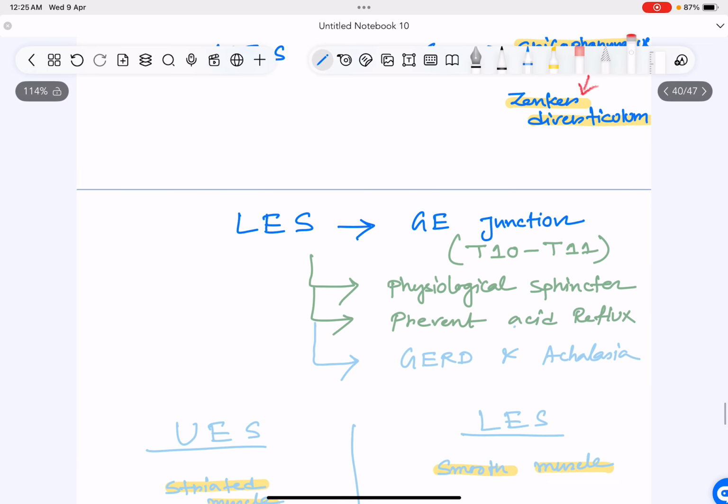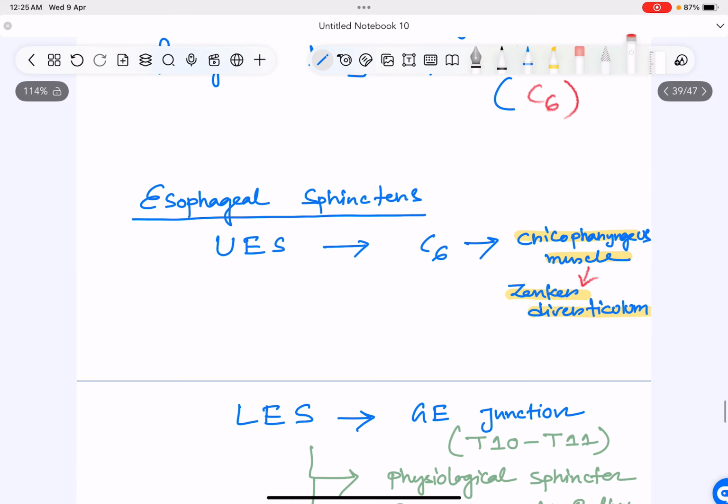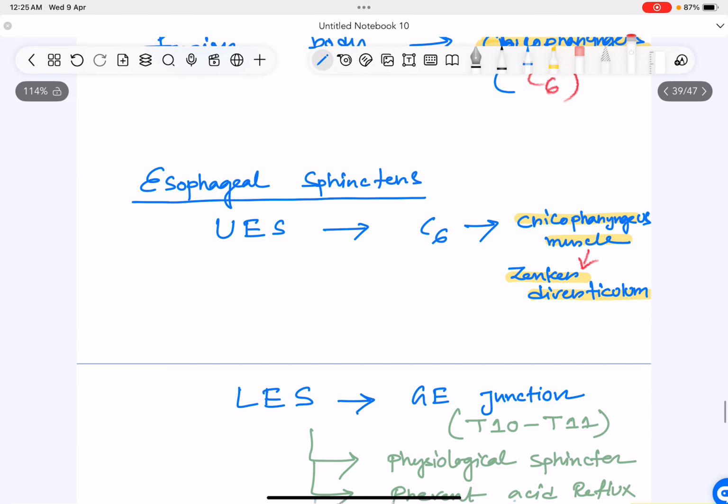Lower esophageal sphincter is at the level of the gastroesophageal junction, that is the end of the esophagus. It is at the T10, T11 level. Some books write it at the T11 level. It's a physiological sphincter, but the upper esophageal sphincter is an anatomical sphincter formed by the cricopharyngeus muscle.